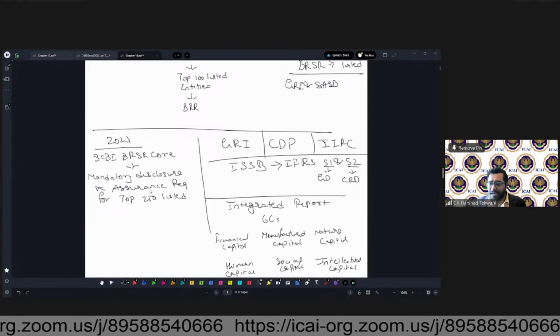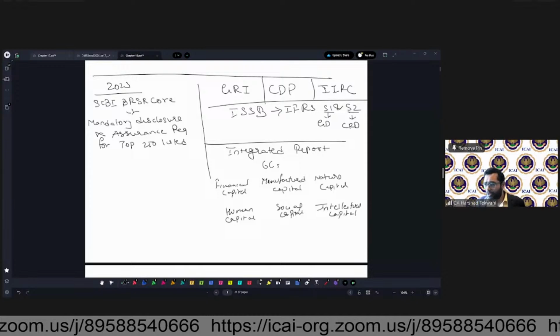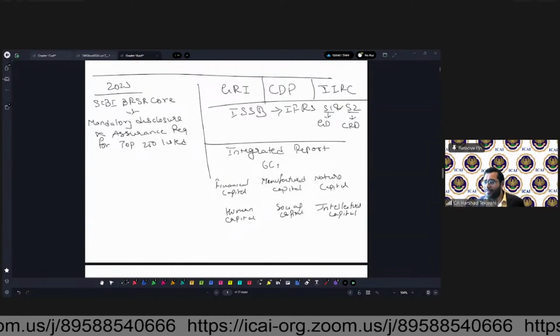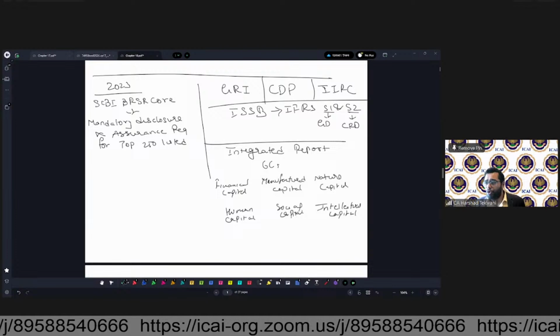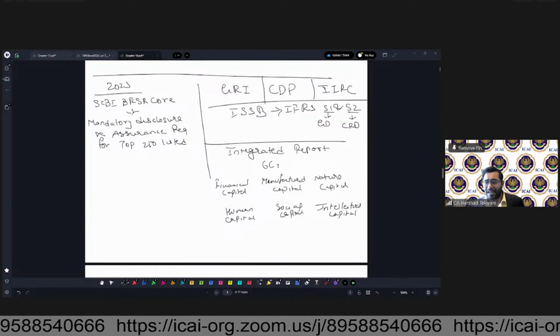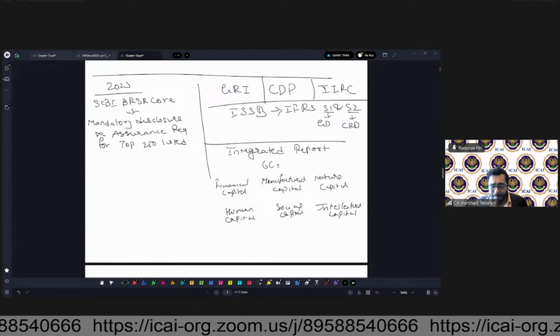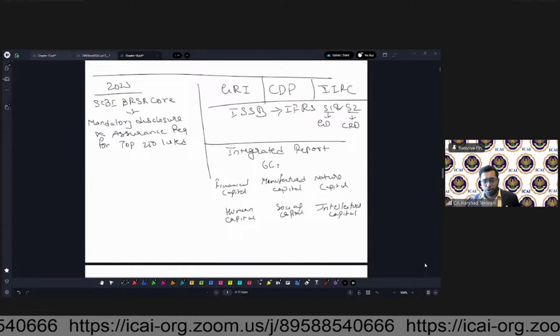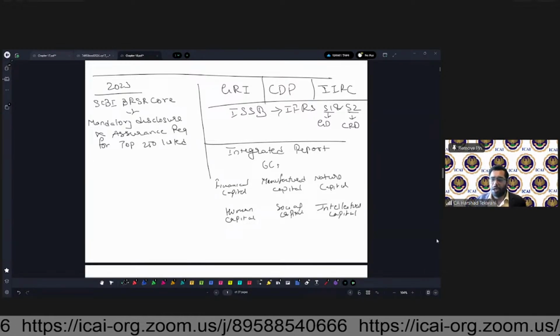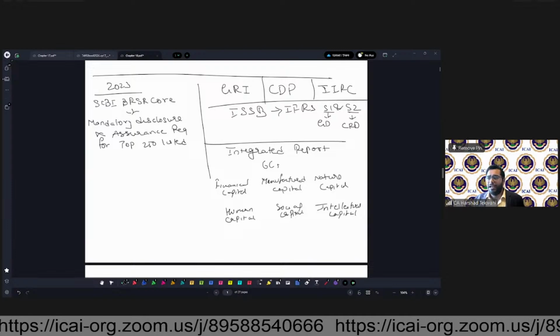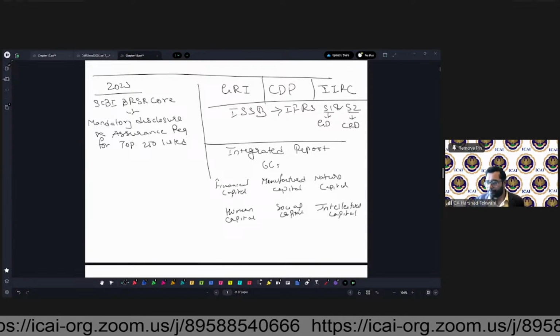Human capital is again related to the employees. Social capital is how they are contributing to the society, community, groups, stakeholders, other networks. And the intellectual capital is the IP that the company holds. So reporting on this 6C element became known as the integrated reporting framework.